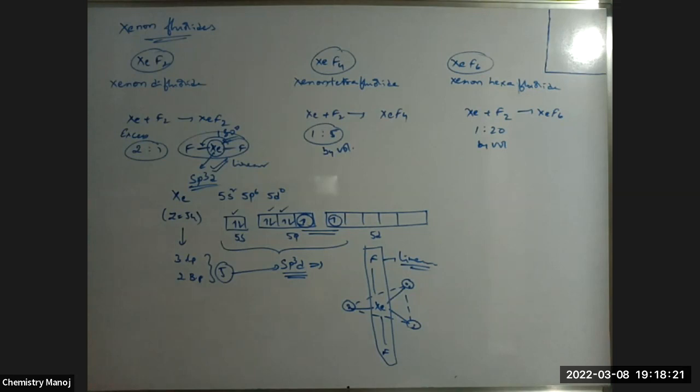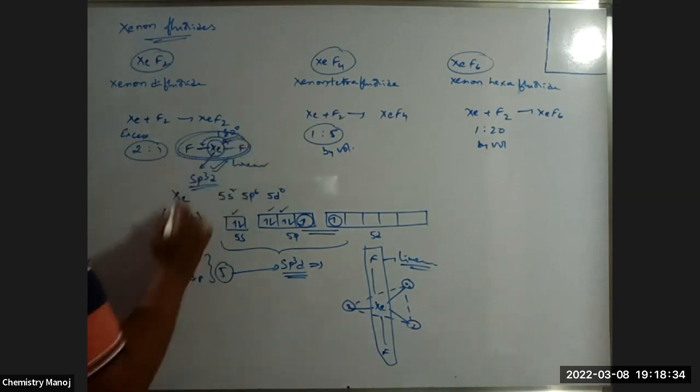sp3d. How many lone pairs does xenon have? 3 lone pairs. How many bond pairs? 2. So in the entire molecule, how many lone pairs are there?